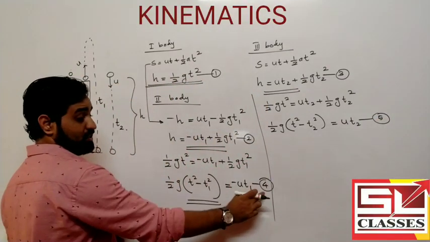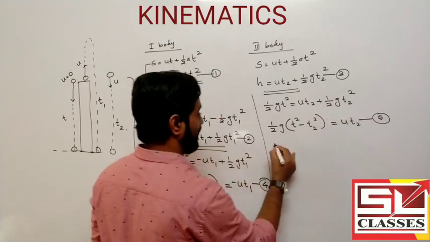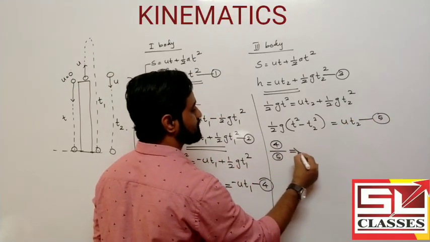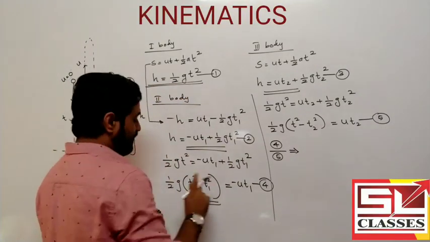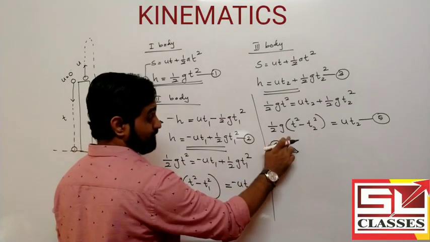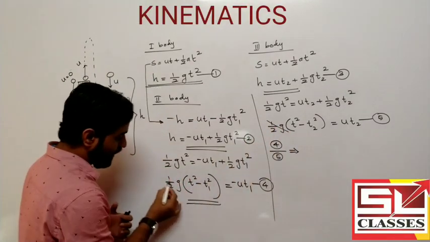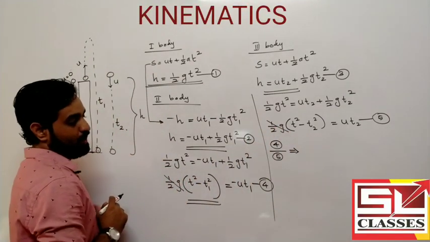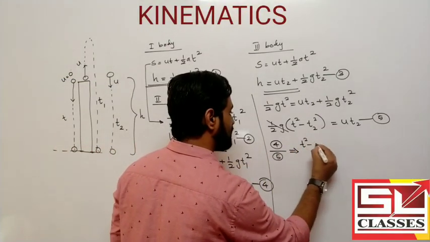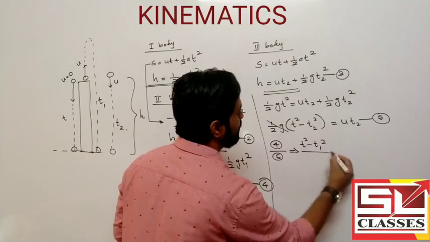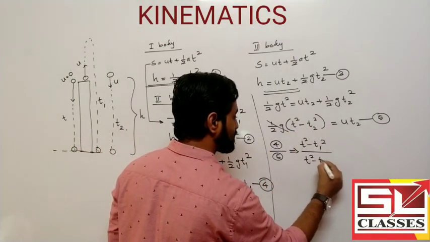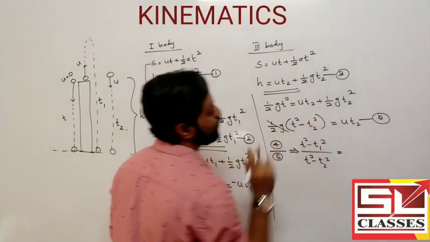Now divide equation number 4 and equation number 5. 4 divided by 5 gives, what do you get? When we divide this left hand side half g and this left hand side half g, after dividing this will get cancelled. So what remains here? t square minus t1 square by what remains here? t square minus t2 square.